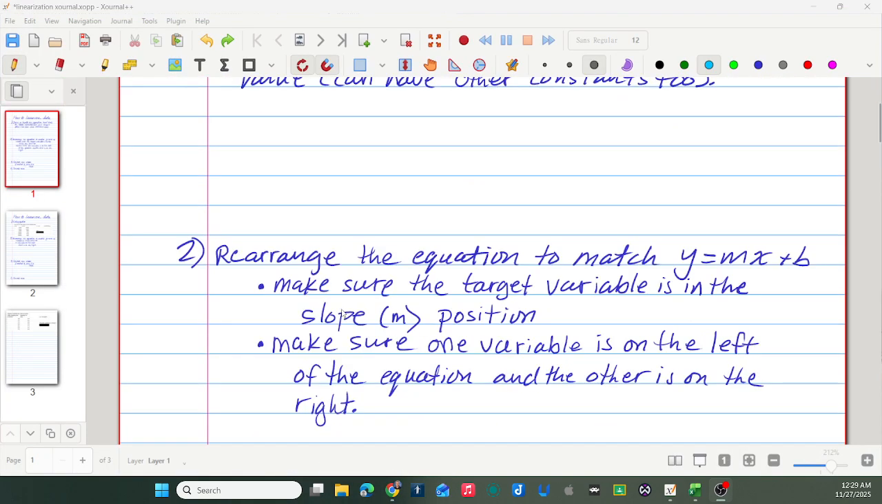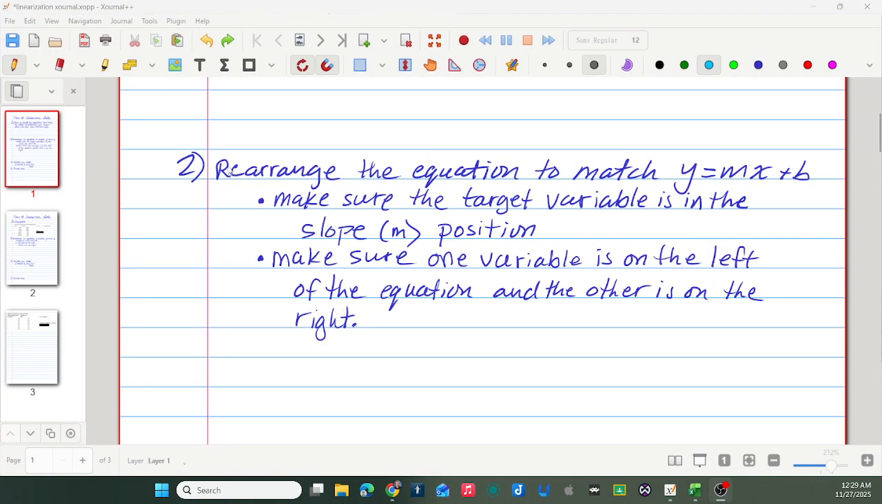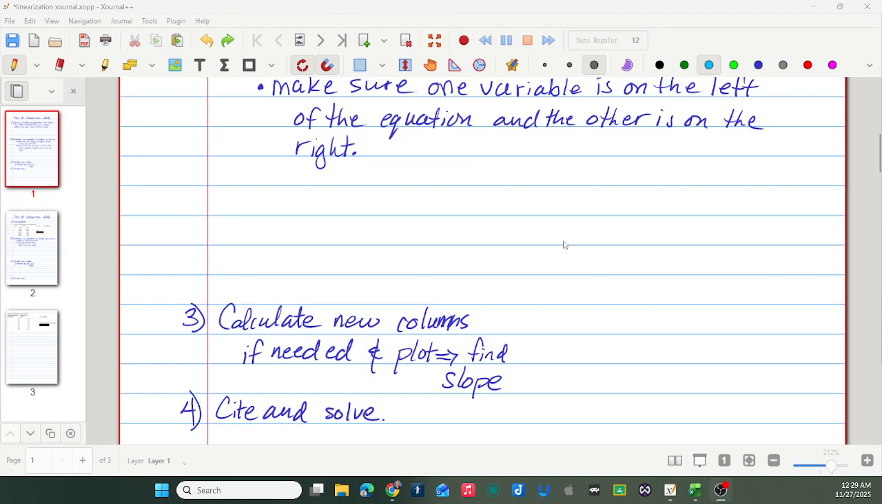The second thing you're going to do is take that equation and rearrange it to match a y equals mx plus b format. The goal that we want to have here is to have the slope position be matched up to our target variable. So then we also want to make sure we have one variable on the left for the y-axis and one on the right, and that'll be for our x-axis.